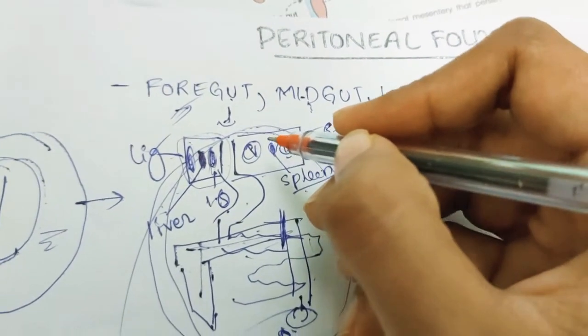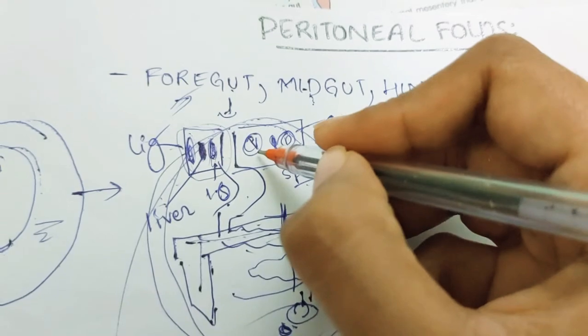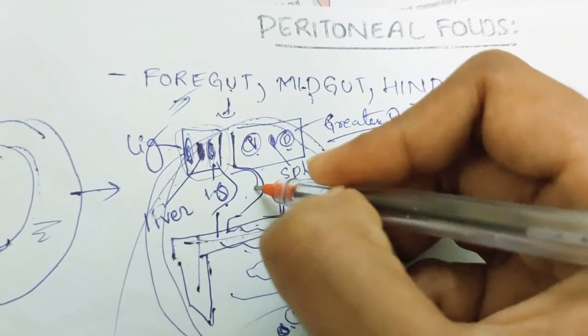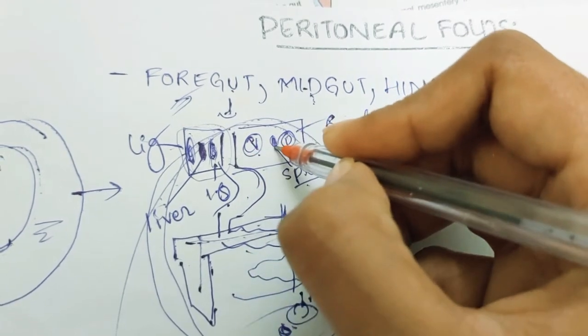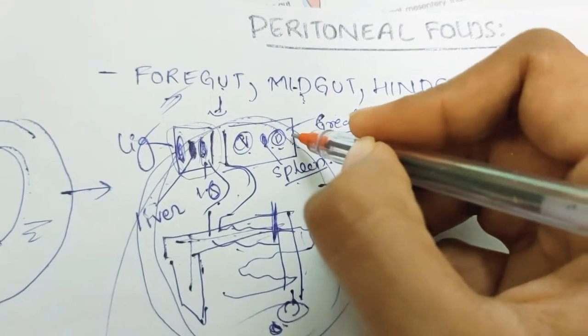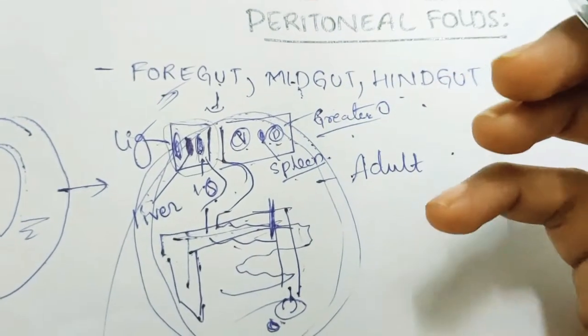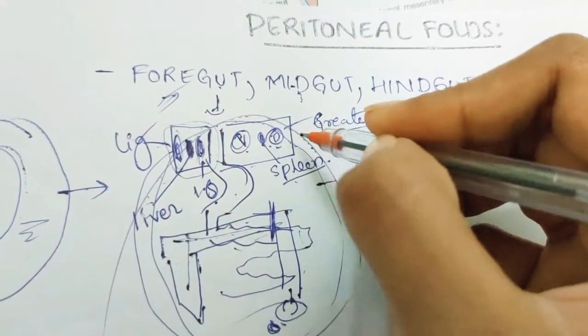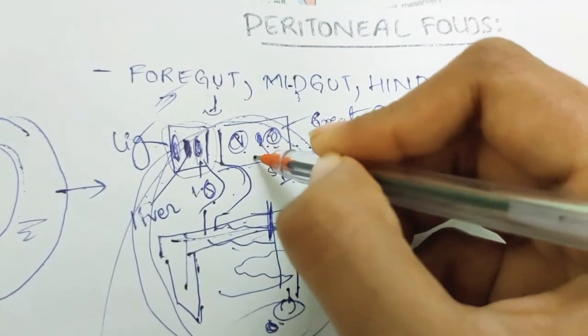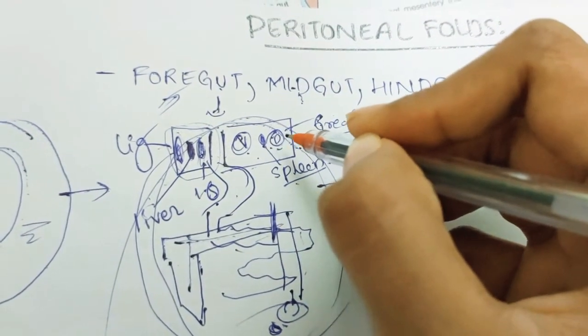So now what forms? In the ventral part there is formation of the gastrosplenic ligament. Very easy to remember, this is gastric, right? This is spleen. So, gastrosplenic ligament. While the dorsal part forms the lienorenal ligament. You can remember, on the posterior side you have the kidney. So like that you can remember lienorenal ligament. So here gastrosplenic ligament, here lienorenal ligament.